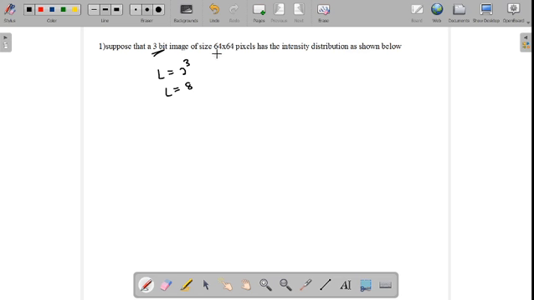Then they are given 64 cross 64, that is the number of rows is 64 and the number of columns is 64. So 64 into 64, what is the value? 4096. So there are 4096 pixels present.